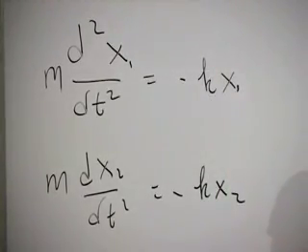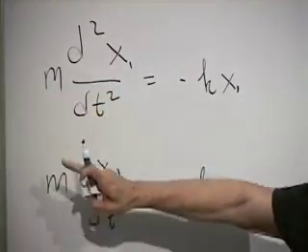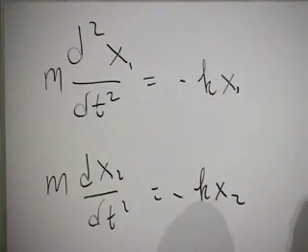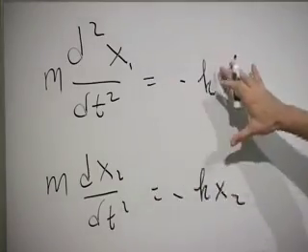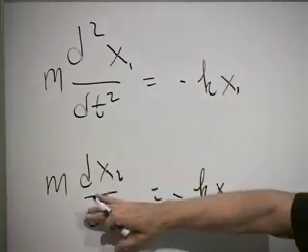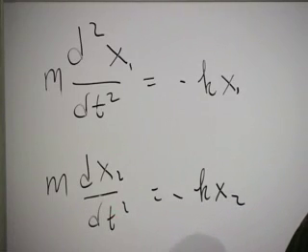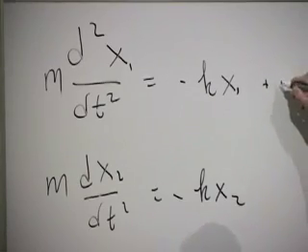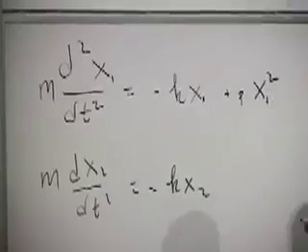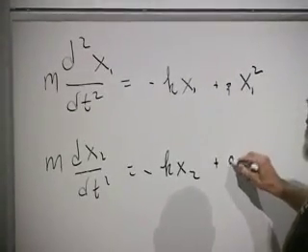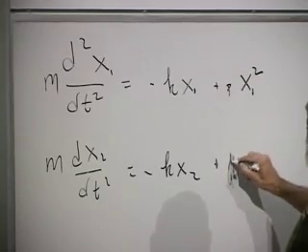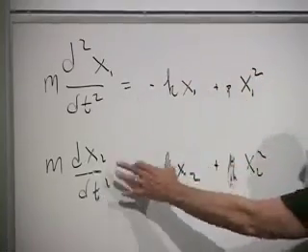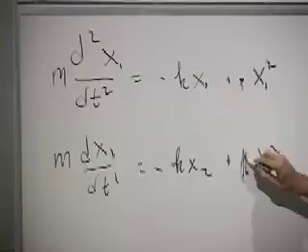If I add the two equations, I just get that m times the second derivative of x1 plus x2 is just equal to minus k times x1 plus x2. So you see directly from the form of the equation that the sum of two solutions is another solution. But suppose I change the equation. Suppose I put here another term, let's call it p, times x1 squared, plus something else, p x2 squared. These are both solutions of the same equation, but the equation is now nonlinear.